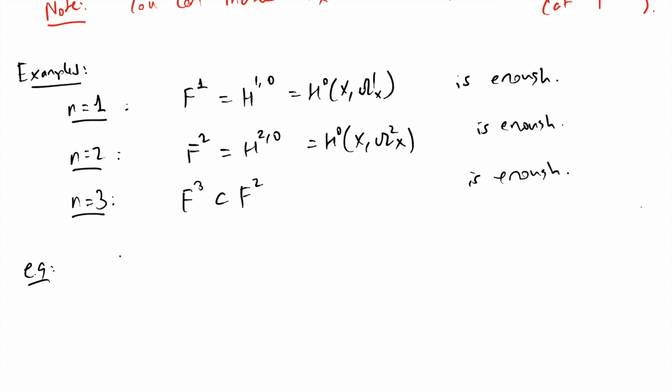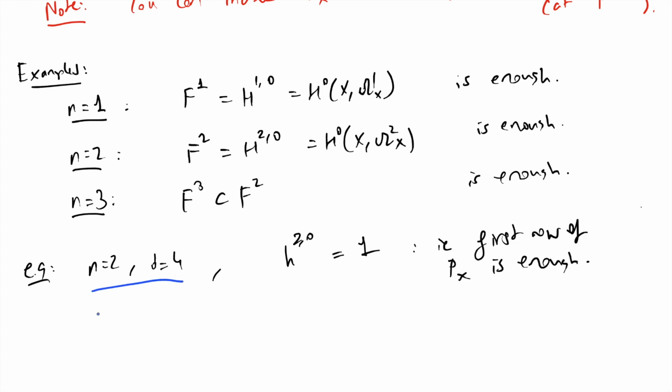To further give an example to this n equals 2 case, if you take n equals 2 and d equals 4, so this is the first time when f2 is not empty, for d less than or equal to 3, f2 is empty. The dimension of h20, which we remember is denoted by little h20, is 1, which means we only need the first row of px. So this is in fact a K3 surface. This first row is a row vector of size 22. This first row is called the period vector of a K3 surface.